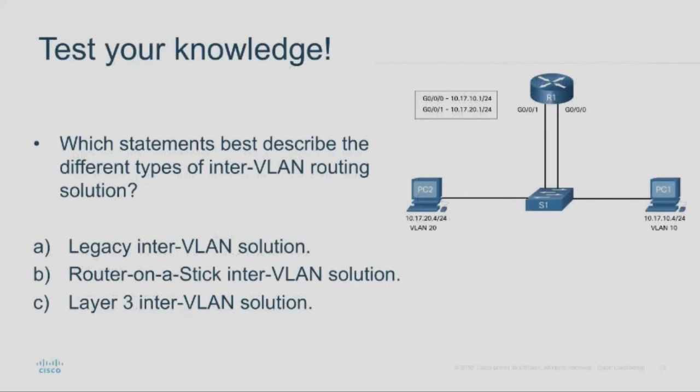So a little test of knowledge. What do you think this picture is about? Which sort of inter-VLAN routing does it portray? Does it portray the legacy inter-VLAN solution? Does it portray the router on a stick inter-VLAN solution? Or does it portray the layer 3 inter-VLAN solution? I'll give you 20 seconds. You can type in your answers in the chat.